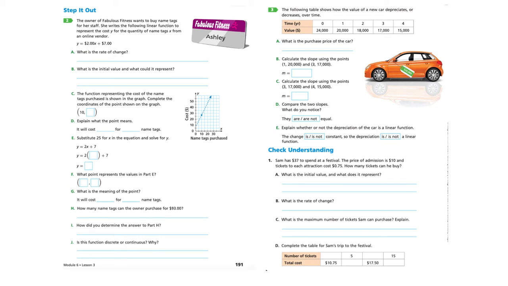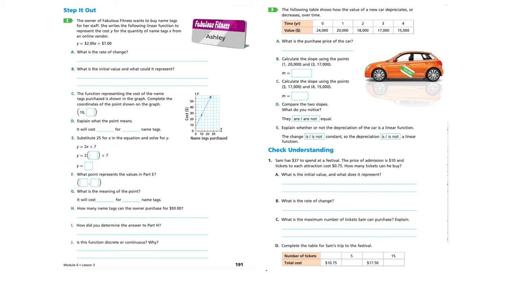F, what point represents the values in part E? So now you're going to write an ordered pair for that point that you figured out here. They tell you substitute 25 for x and you're solving for y, so you should be able to find this point. What is the meaning of that point? And they have you fill in the blanks there. H, how many name tags can the owner purchase for $93? So they're giving you a different way to think about it. And you can use the graph to help you. You can use the equation to help you as well.